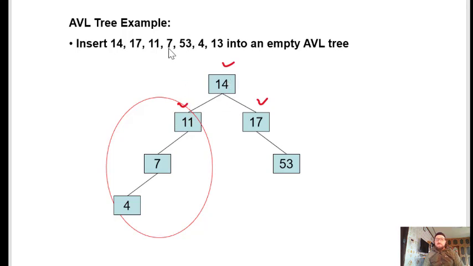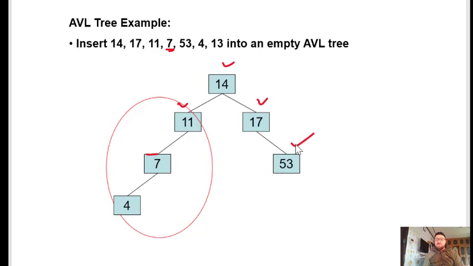After that comes the 7. Put the 7 here. When you put the 7 here, the balance factor for this is 0, for this is 1 minus 0, which is 1, and for this one it is 2 minus 1, that is 1, so no issues.